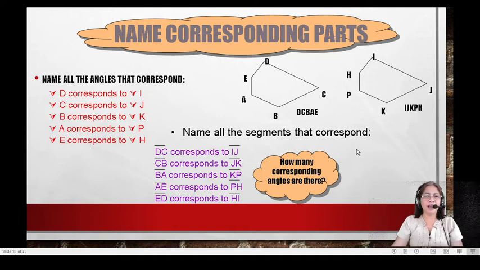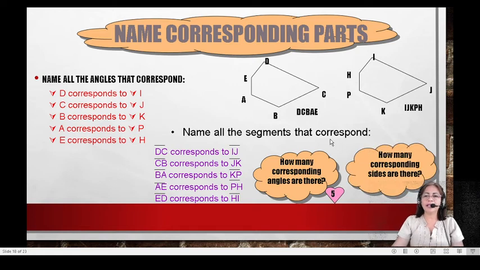How many corresponding angles are there? Let's count. 1, 2, 3, 4, 5. And these angles correspond with these angles. So we have 5 corresponding angles. How many corresponding sides are there? 1, 2, 3, 4, 5. Meaning we have 5 corresponding sides. And this polygon is a pentagon. That's it.